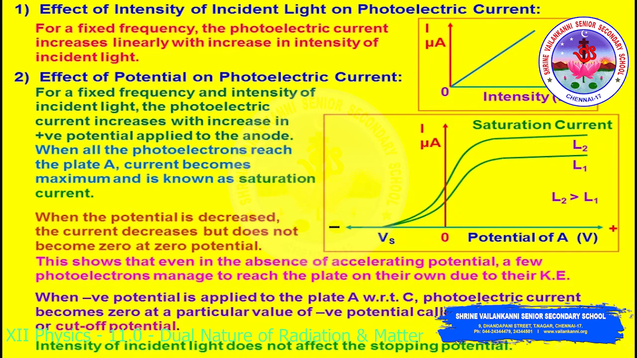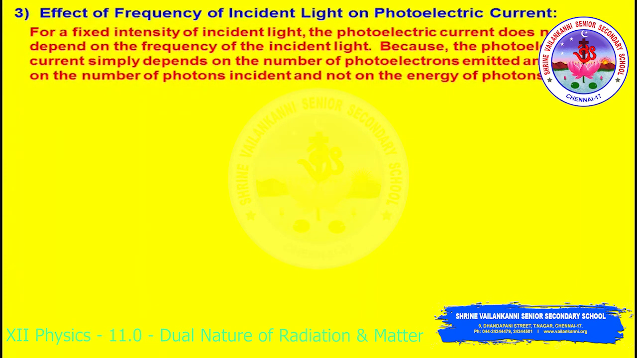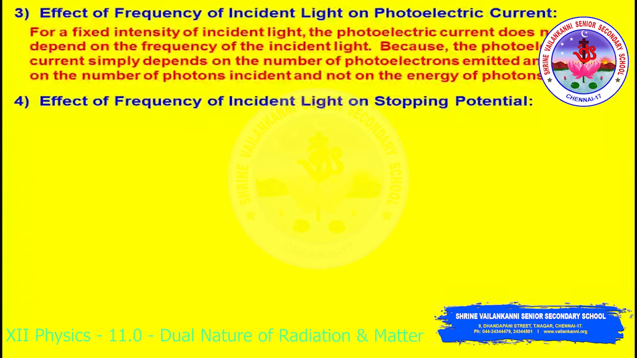Now the next one is the effect of frequency of incident light on photoelectric current. To study the effect of frequency on the photoelectric effect: for a fixed intensity of incident light, the photoelectric current does not depend on the frequency of the incident light, because the photoelectric current simply depends on the number of photoelectrons emitted, and in turn on the number of photons incident, and not on the energy of the photon.